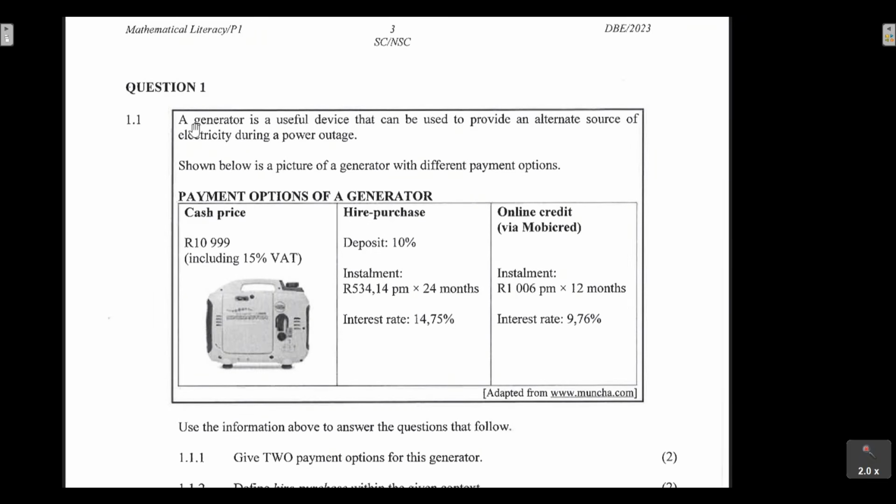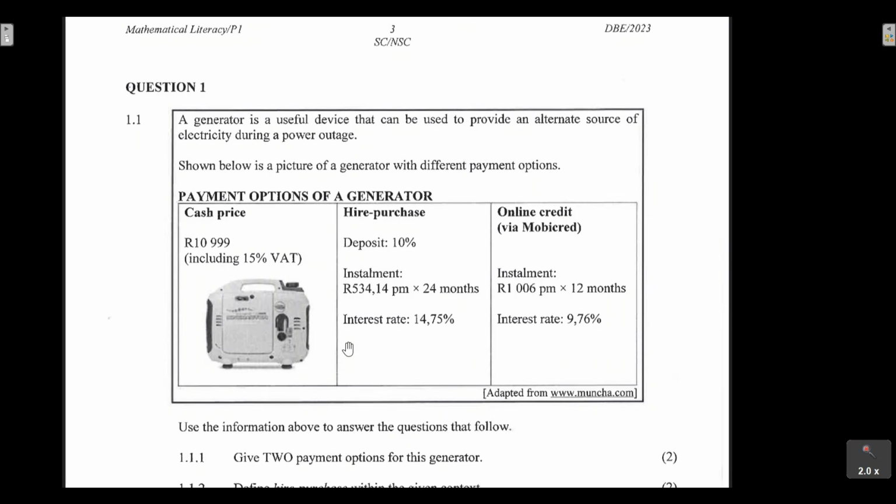Question 1.1 says a generator is a useful device that can be used to provide an alternate source of electricity during a power outage. Shown below is a picture of a generator with different payment options. We're given the cash price: if you want to buy this generator cash, you'll pay 10,999 rand, and this amount includes the 15% VAT. So the VAT has already been included in that amount.